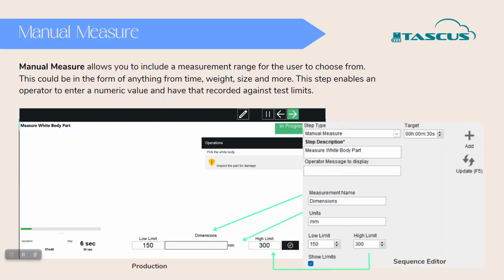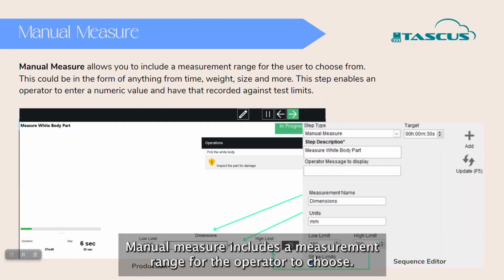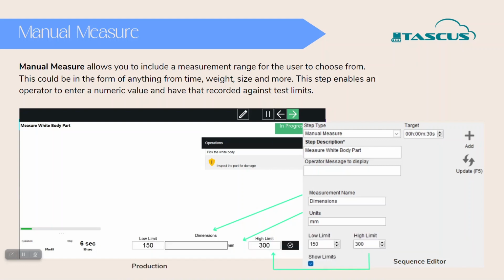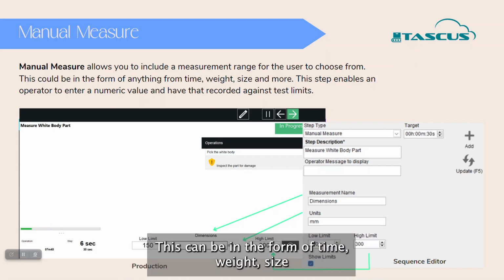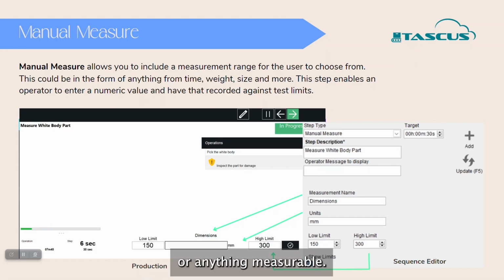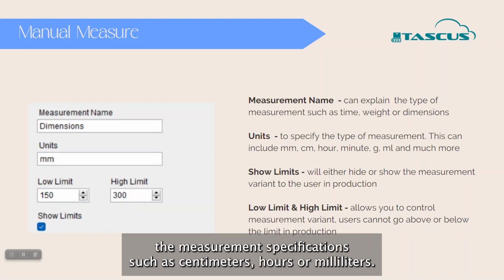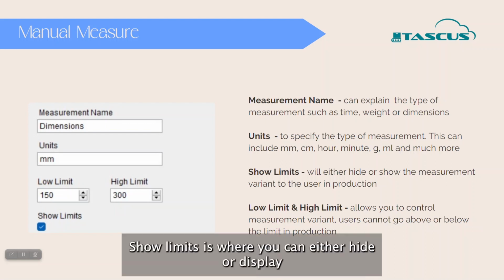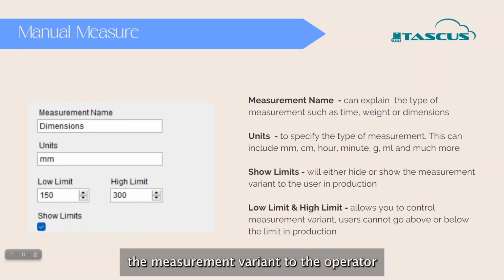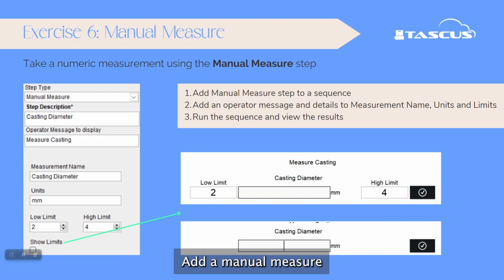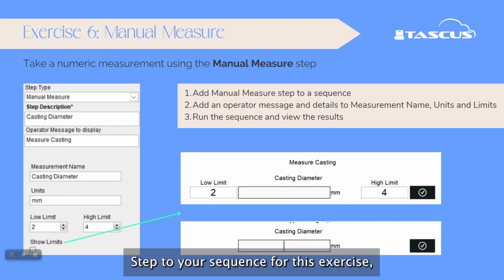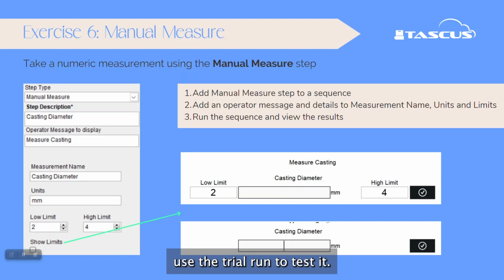Manual measure includes a measurement range for the operator to choose. This can be in the form of time, weight, size, or anything measurable. Measurement name includes the type of measurement. Units include the measurement specifications such as centimetres, hours, or millilitres. Show limits is where you can either hide or display the measurement variant to the operator. Add a manual measure step to your sequence for this exercise. Use the trial run to test it.